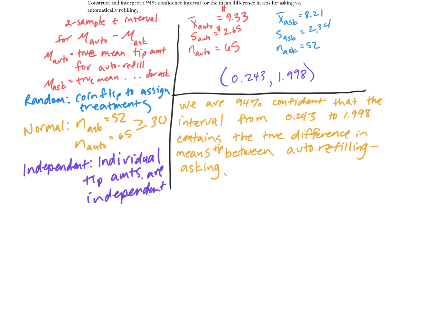What do you guys think? Have I done anything on this that's gonna blow your mind? Hey, did your calculator give you the degrees of freedom? Yeah. You should write that down too.